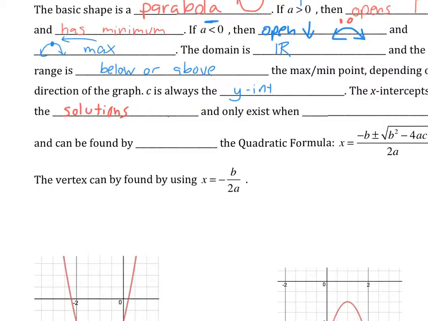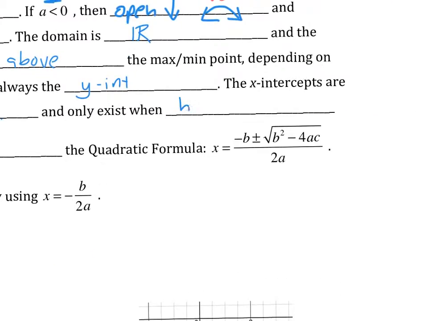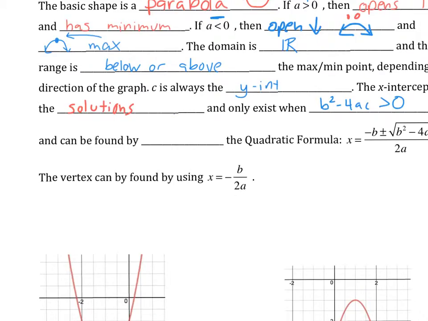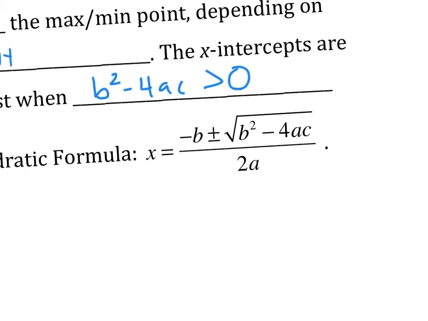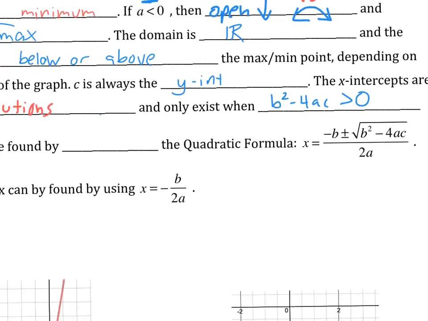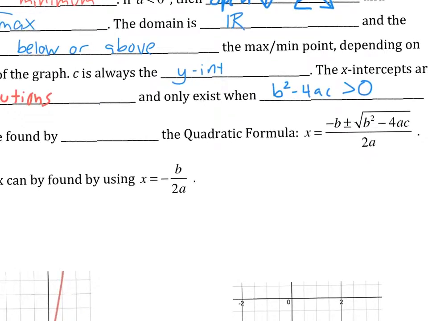And they only exist when b squared minus 4ac is greater than 0. So this here is called the discriminant. And notice that if this is greater than 0, it's a positive number, and you can take square roots of positive numbers. If it were negative, then it would go into the complex or imaginary numbers. So that's why we have to keep it greater than 0. Officially, though, it could be greater than or equal to, because even if you have 0, you just have one solution. It's found by using the quadratic formula.